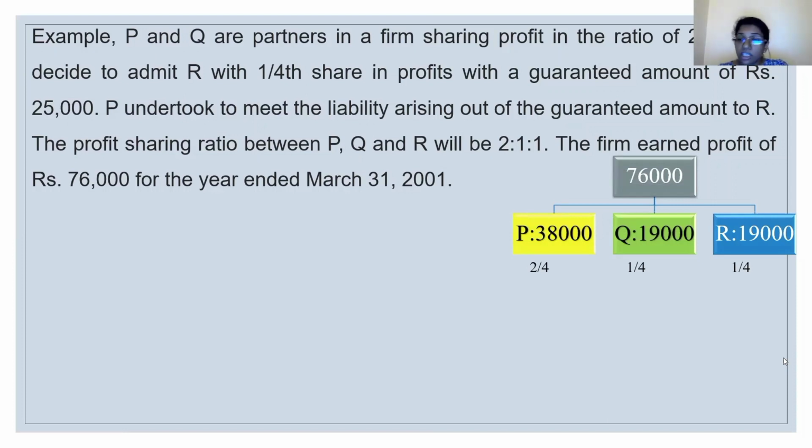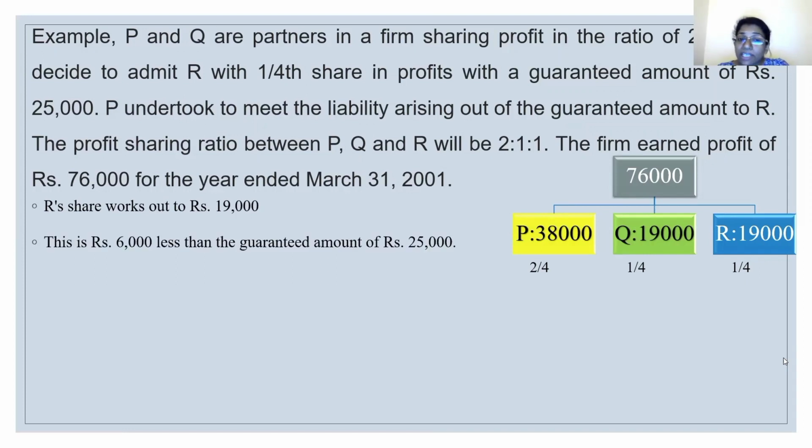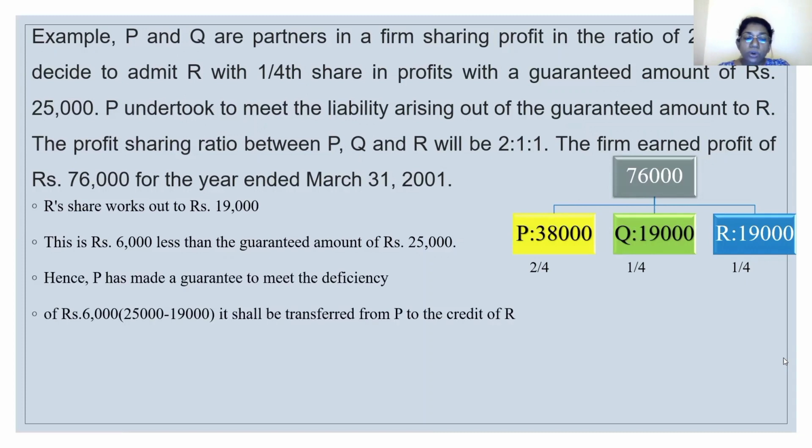But you have to remember, as I mentioned earlier, R is coming to the business with a guaranteed profit of 25,000, and P has taken responsibility to meet that liability. So how are we going to account for it? Here R's share of profit is 19,000, but it is lesser than the guaranteed amount by 6,000. So P has to make up the deficiency.